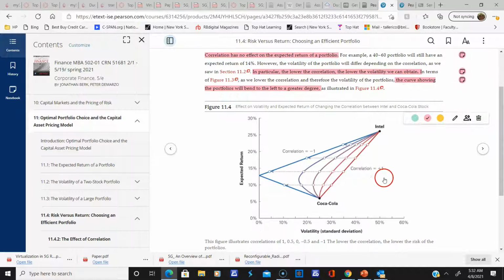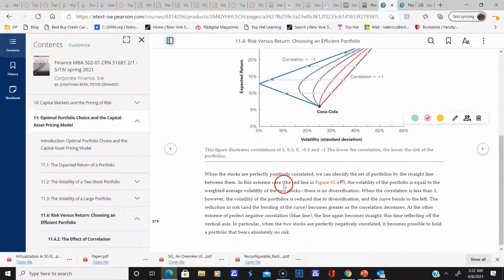So you can see in figure 4, here's correlation +1, and here's the extreme, correlation -1, and everything in between is pushing it toward the left. Okay? So the lower the correlation, the lower the risk of the portfolio.